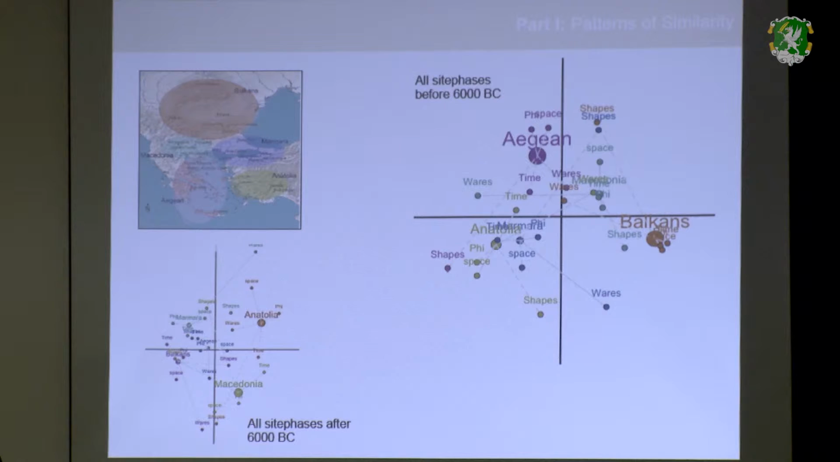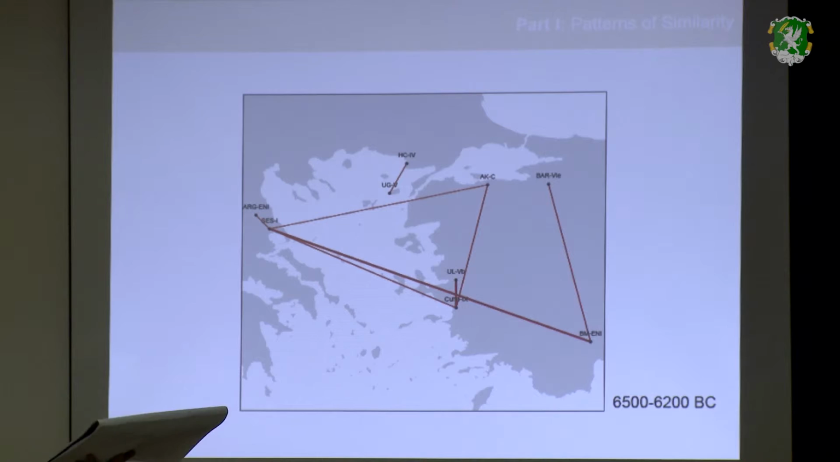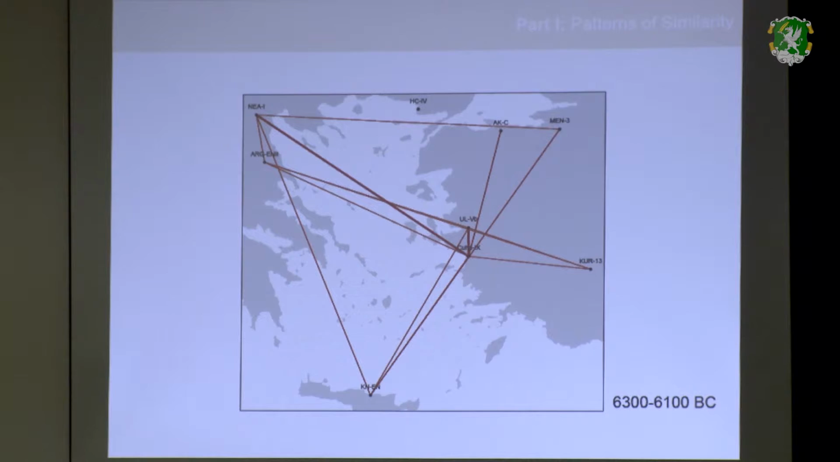But I'll show you through time how patterns of similarity change. So in the earliest phase, we see, for example, in this Marmara region already, that there's not really a big connection between the two sites I will go into later. And through time, you see the changing relationships between certain sites. The thicker lines are more similar. You see a big connection between two sites on the Aegean coast.